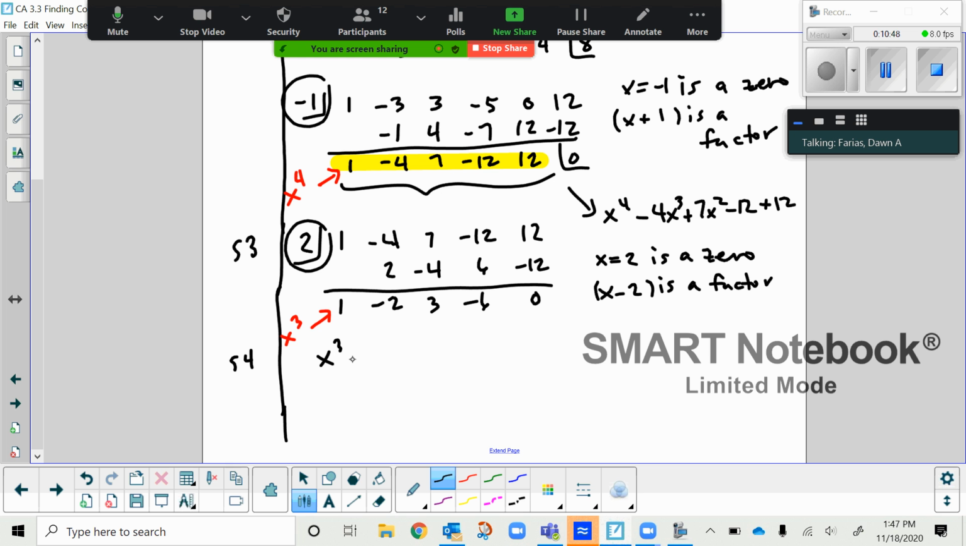Exactly. Every time we successfully get to 0, not every trial and error one. Yes, exactly. That's a good question. So by round of synthetic division, I mean a successful round of synthetic division.